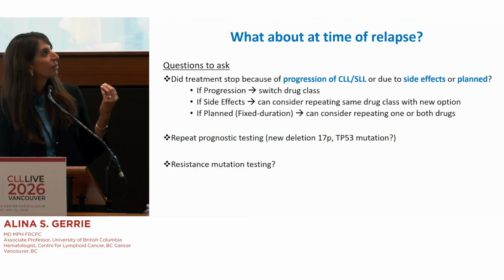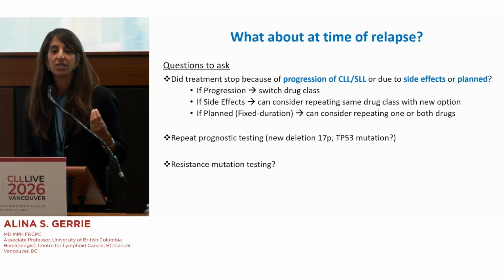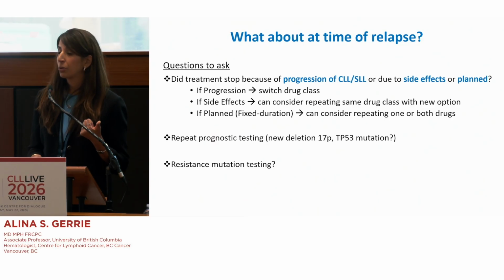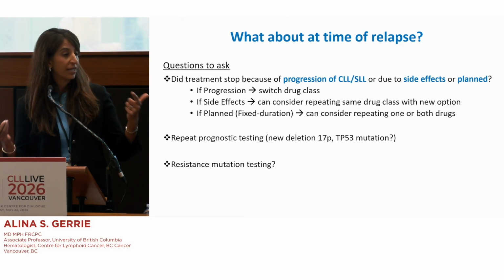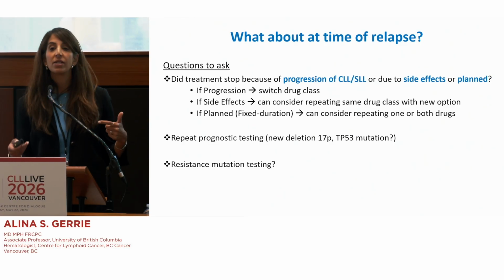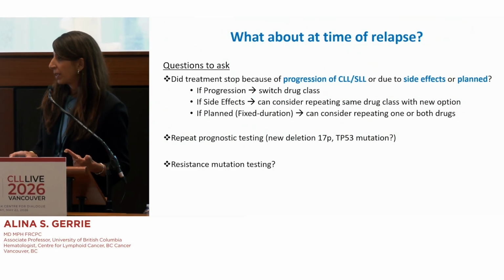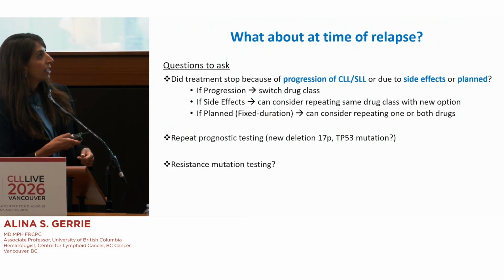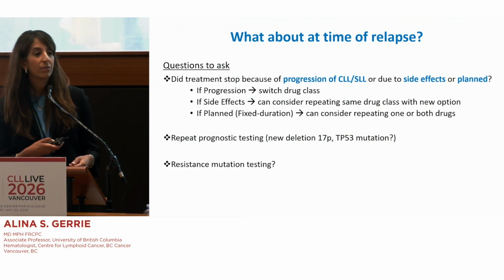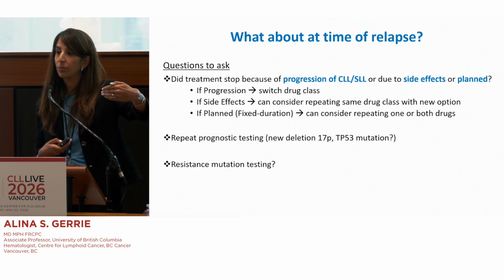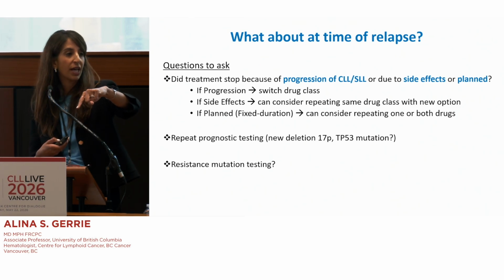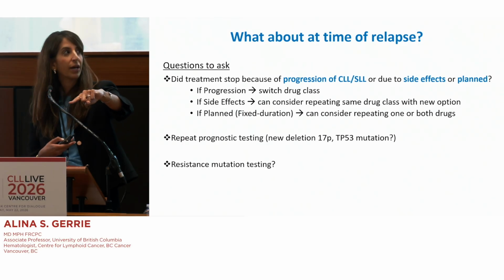So the big questions that we ask are, why did treatment stop? Was it because the CLL progressed or grew? Was it because you had side effects and just needed to stop treatment? Or was it planned, like fixed duration therapy? If it was due to progression, say you're on a BTK inhibitor and you start progressing, then we switch to a different class, like a BCL2 inhibitor, okay?